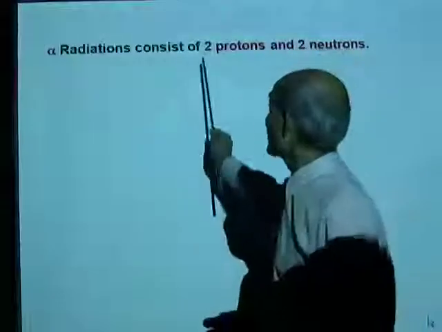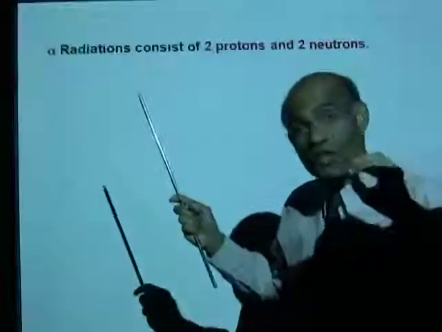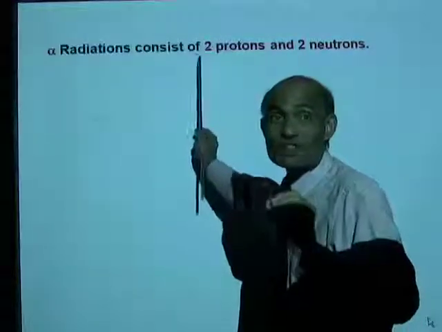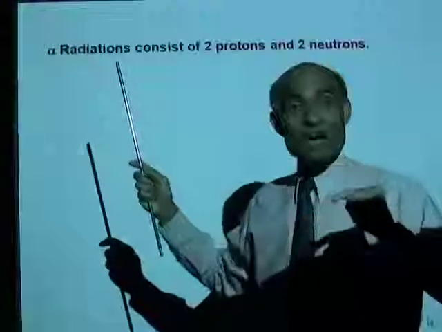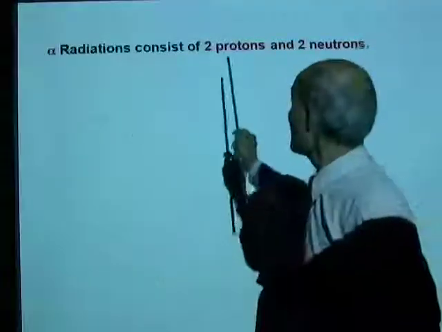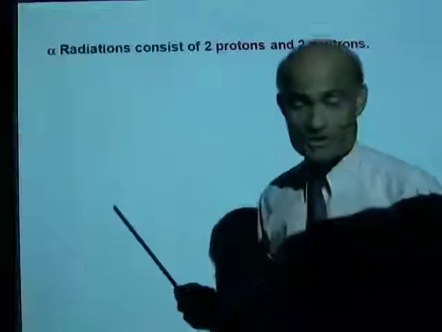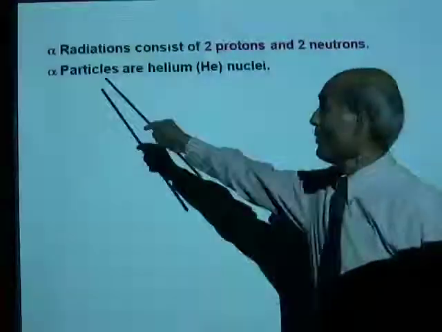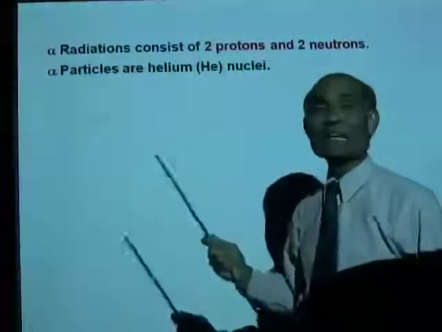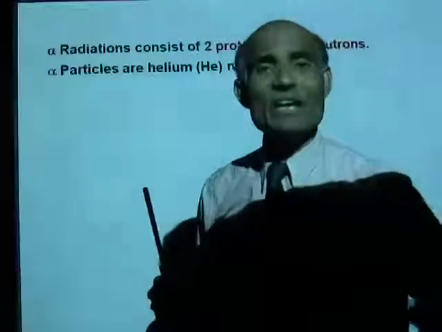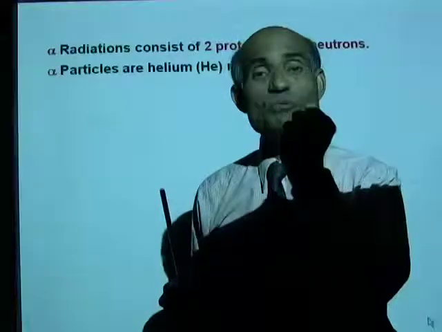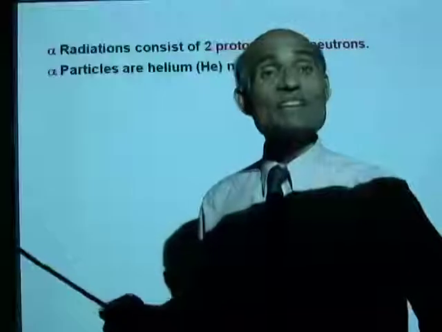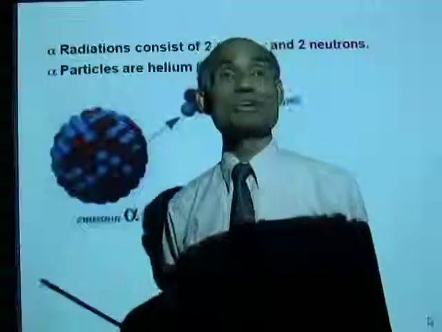Therefore, if 2 protons and 2 neutrons are thrown out, it means the atomic number of the remaining nucleus will be 2 less than the atomic number of the original nucleus, and the mass number will be 4 units less than the mass number of the original nucleus. Or, alpha particles are simply helium nuclei. Helium contains 2 protons and 2 neutrons in its nucleus. That means an alpha particle is nothing but a helium nucleus.